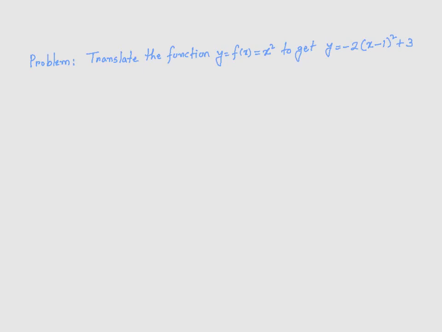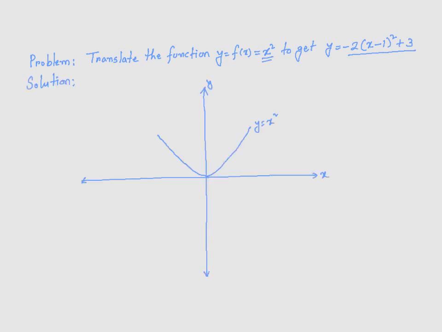In this video, I am going to translate the function y is equal to x squared to get to this new function y is equal to negative 2 times (x minus 1) whole squared plus 3. Let's start off with y is equal to x squared, which is this function in blue. It goes to the origin, vertex is at the origin at 0, 0.